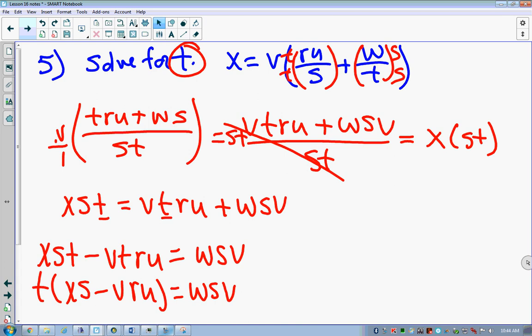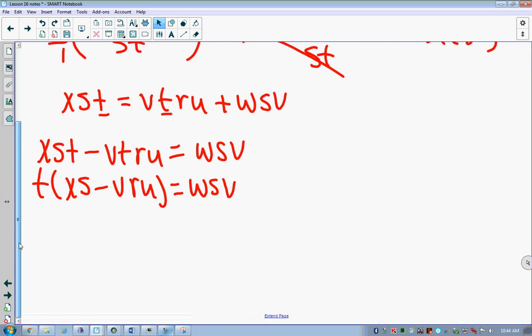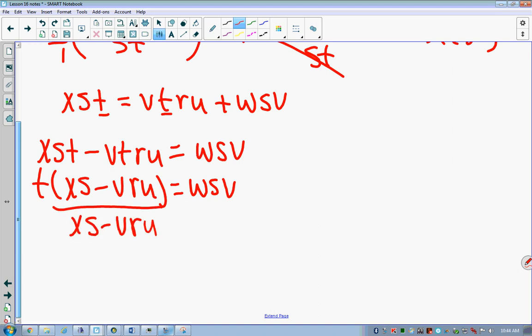Okay, my final step is to get t by itself. How do I get t by itself? Divide by xs minus vru on both sides.